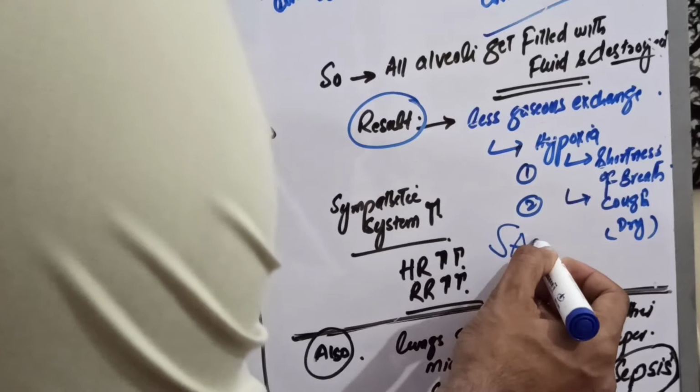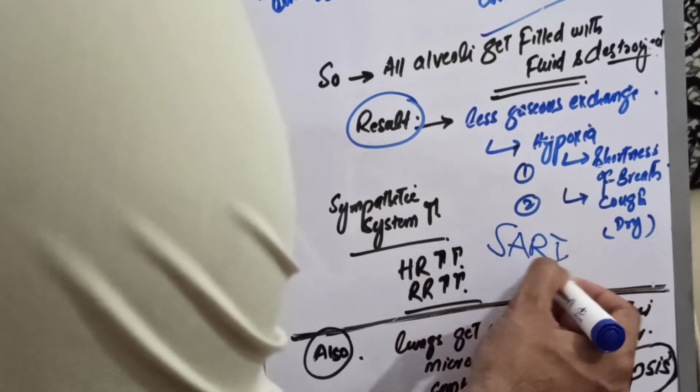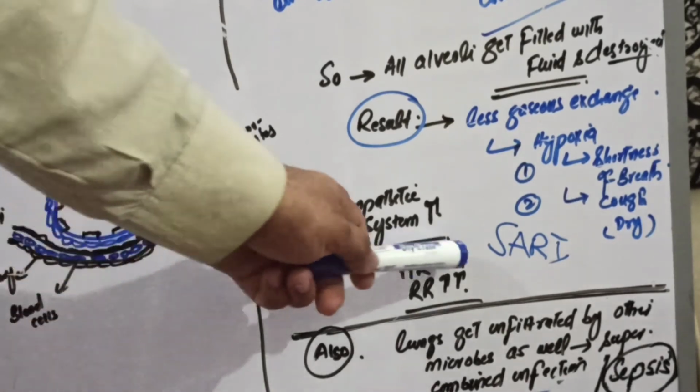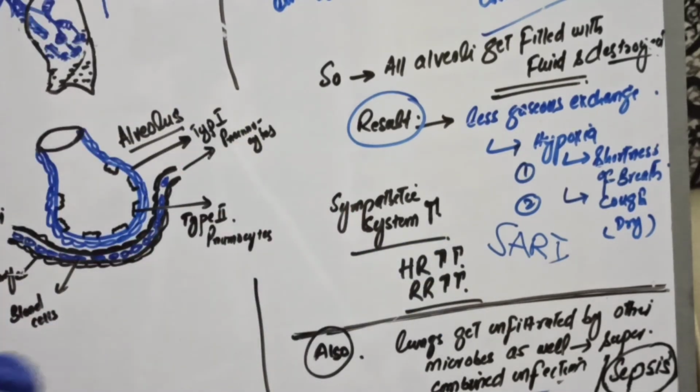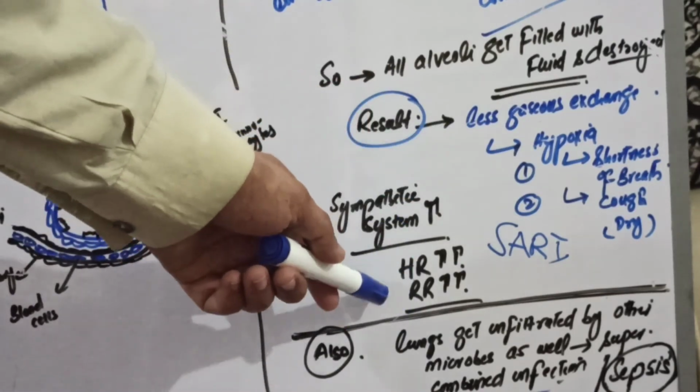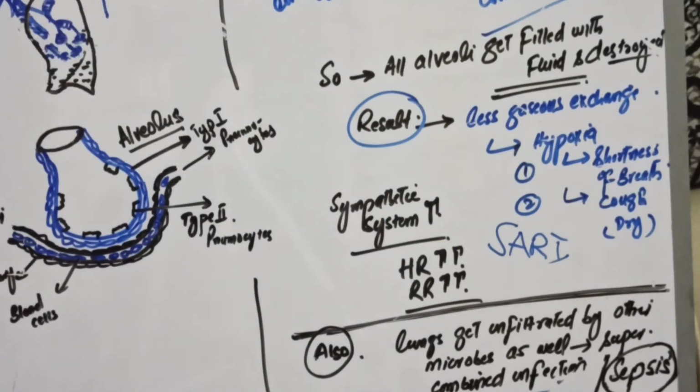So all this, when combined, we call it SARI, severe acute respiratory infection. It's a severe infection. It's a severe acute respiratory infection, which is sepsis and ARDS combined, causing a worse outcome of COVID-19 pneumonia. So that's how it works.